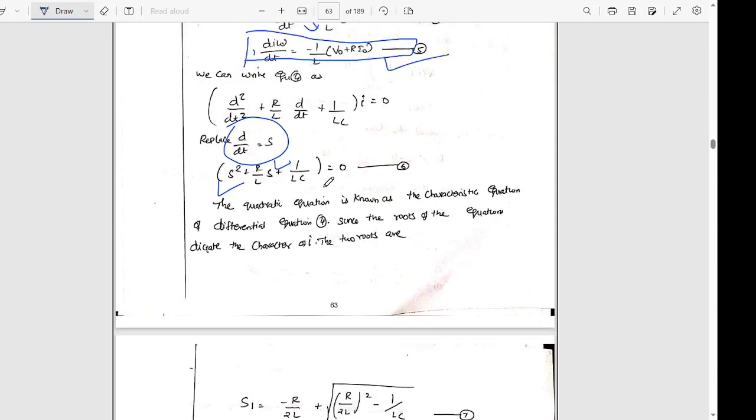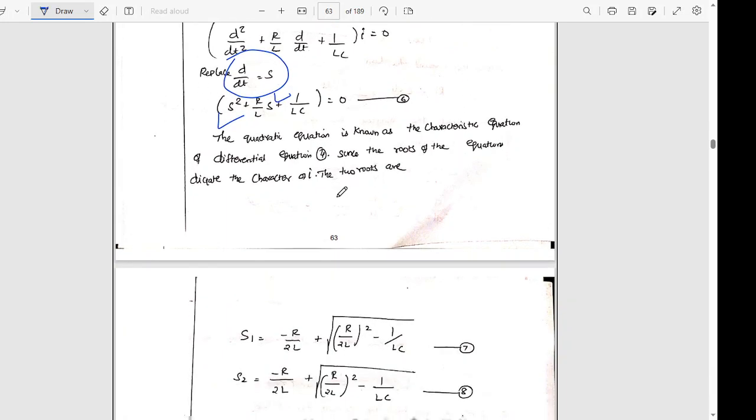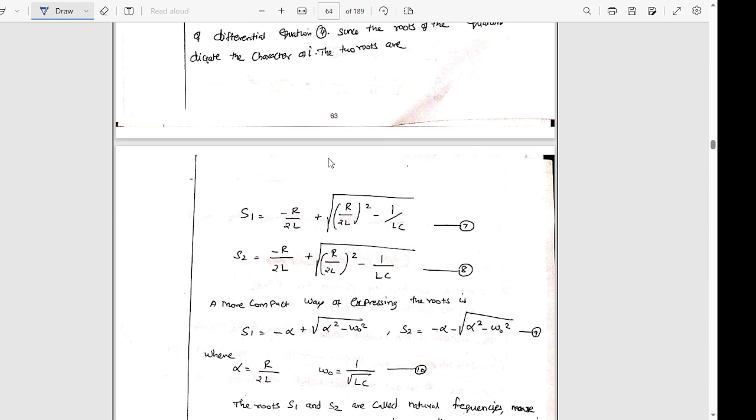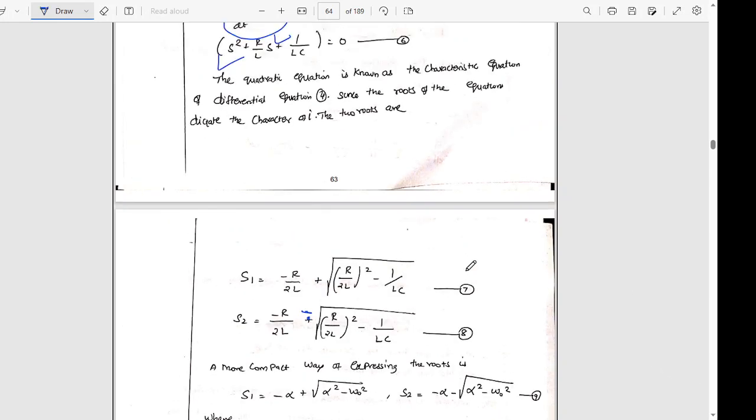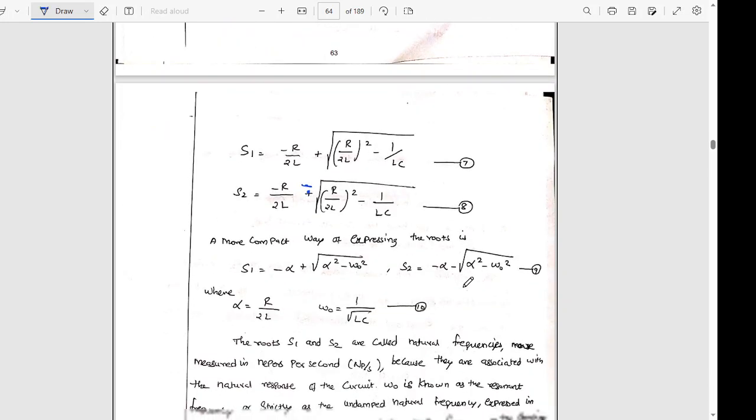If I solve this equation, I will be getting two roots. So that will be s1 equal to minus R by 2L, actually it can be written as plus or minus, the root of R by 2L whole square minus 1 by LC. So the other is minus R by 2L minus the root of R by 2L whole square minus 1 by LC, which is equation number 8. These are the roots of the equation s square plus R by L s plus 1 by LC, which can be calculated using minus b plus or minus root of b square minus 4ac by 2a. So we got two roots, and I am naming these equation number 7 and equation number 8.